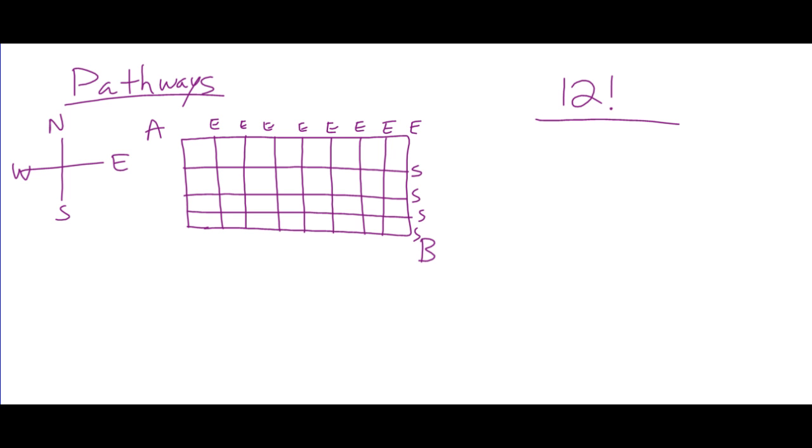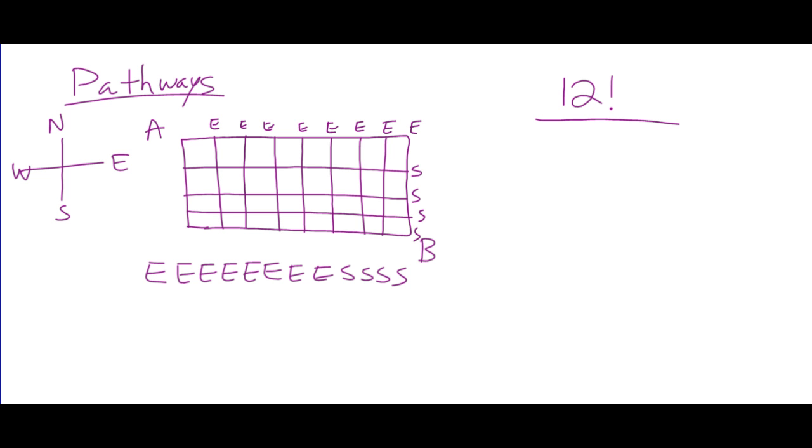So every time I cover this, I have to go 1, 2, 3, 4, 5, 6, 7, 8 blocks east, and I have to go 4 blocks south. If you want to think of a route, I can just give you the directions. Go east, and so on. So that's one route, right? I'm just giving you instructions. Go east, then east, then east, then east, then east, then east, and then go south, south, south, south.